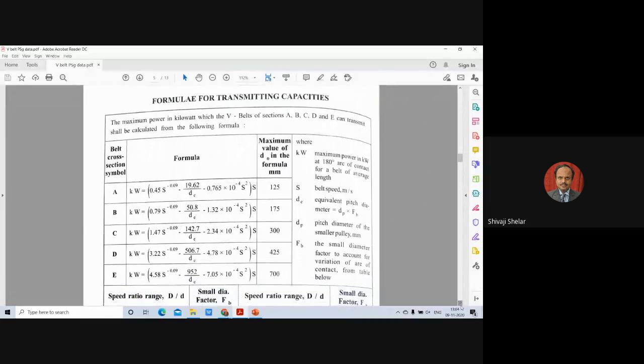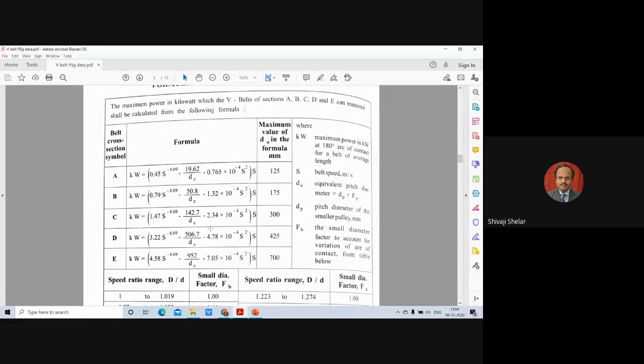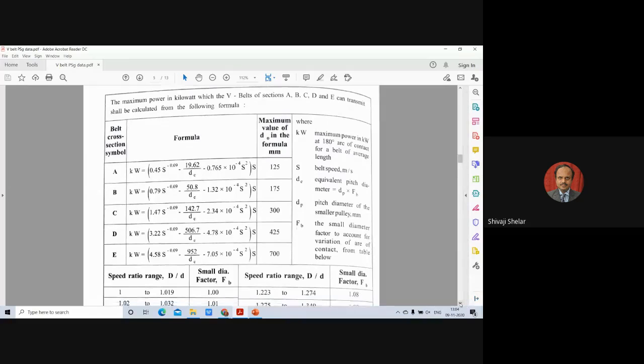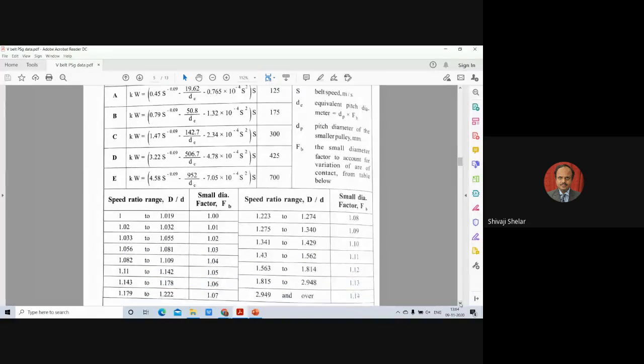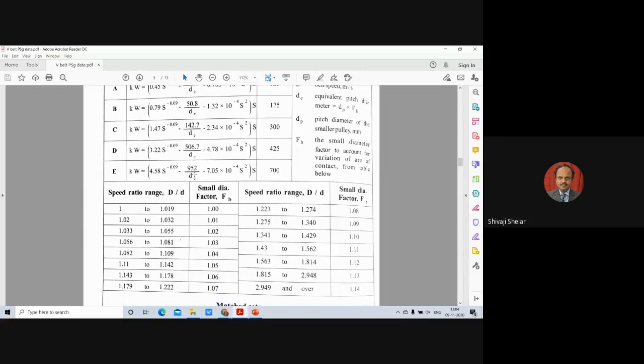This is the formula available for power rating based on your section. You can calculate this power rating by using this formula. In this formula, you require DE. You can see here DE is equal to the equivalent pitch diameter, that is, the smaller pulley diameter times Fb. Fb is the correction factor, the smaller pulley correction factor. The smaller pulley diameter correction factor Fb is given in this table. Based on your speed ratio i, that is the larger diameter by small d ratio, these correction factors are applied here, and from this we can get DE.